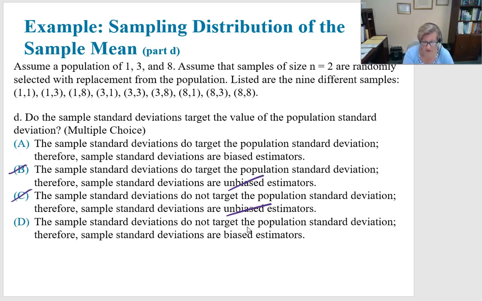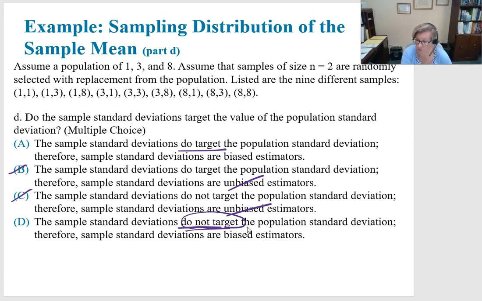Okay, so let's read those two. Option A says sample standard deviations do not target the standard deviation, therefore the sample standard deviations are biased estimators. Option D says the sample standard deviations do not target the population standard deviation. They say exactly the same thing. Oh, they do target and do not target. That's the only difference.